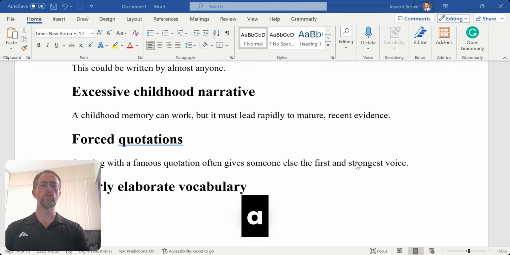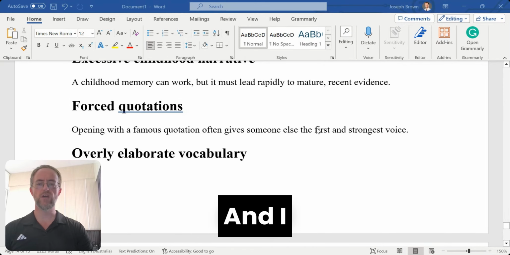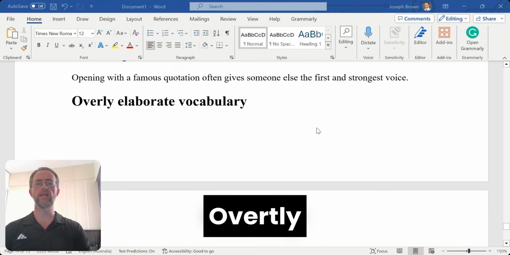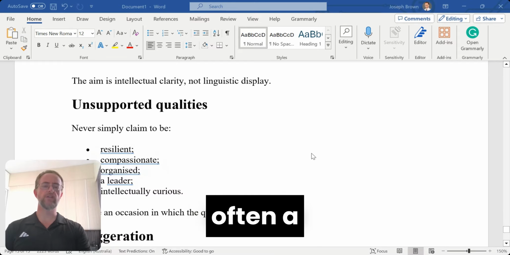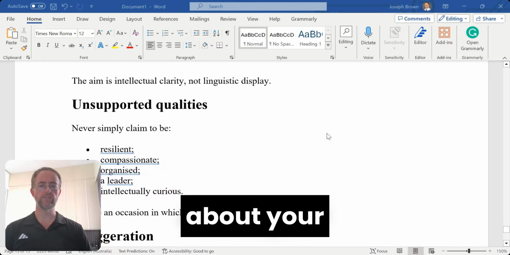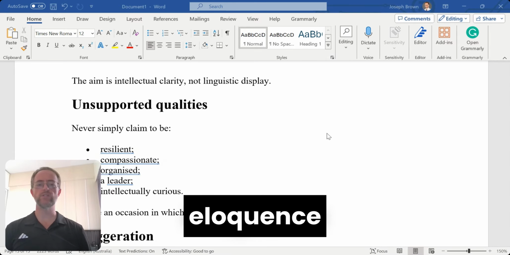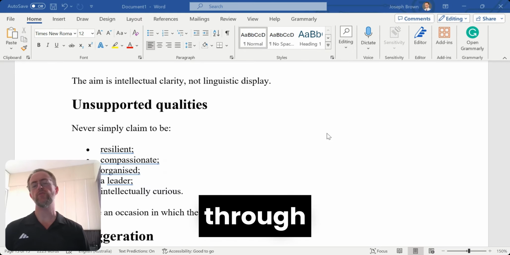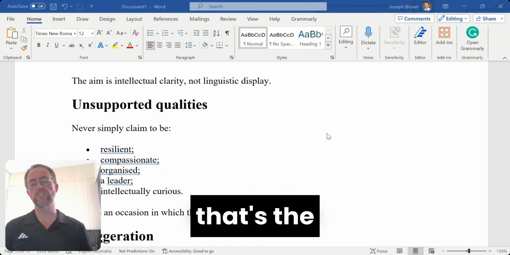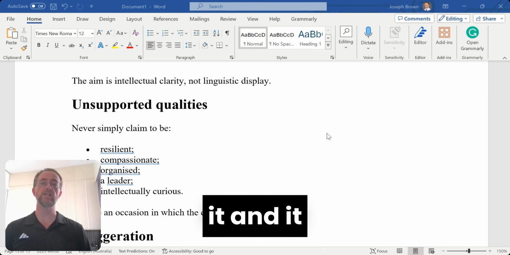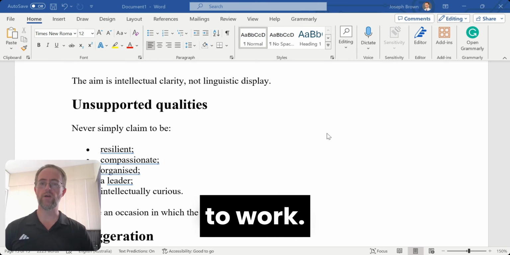Forced quotes, throwing in a quotation from someone famous just because you think it makes you sound intelligent, is pointless, and I wouldn't do that ever. Overtly elaborate vocabulary, trying to sound intelligent through fancy words, is often a clear way to show that you are not confident about your intelligence. You've got to sound like yourself. If you naturally do it and you have an eloquence and a beautiful way of expressing yourself through advanced vocabulary, and you're quite a loquacious person, then do it. And if that's the subject you're going for and you can sell it and it sounds beautiful, it's going to be brilliant. But if you're not, don't try it. It's not going to work.